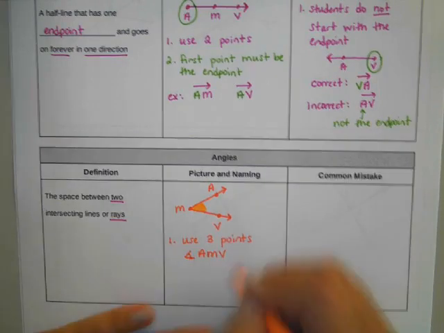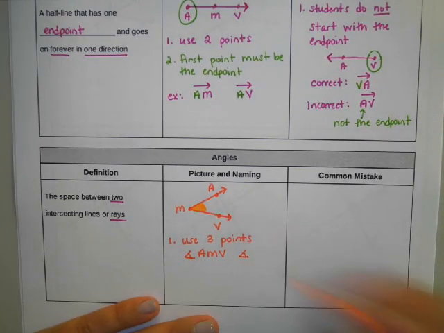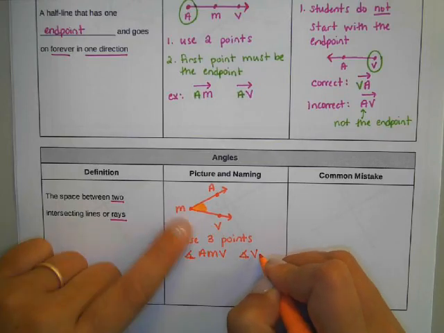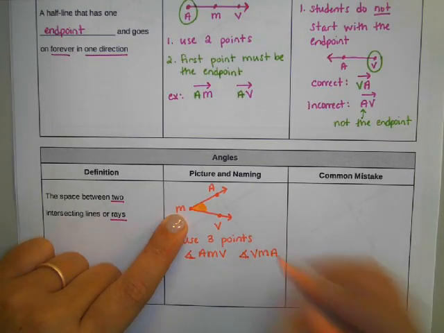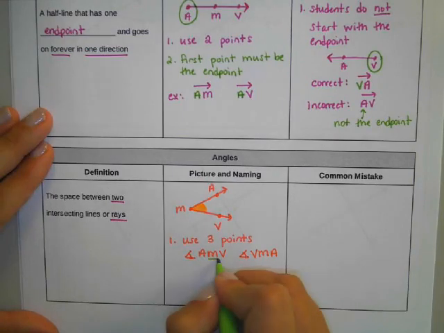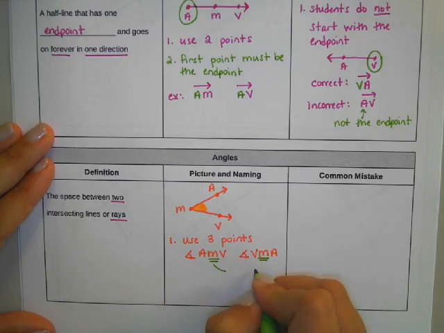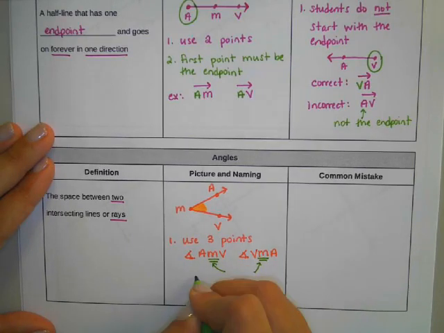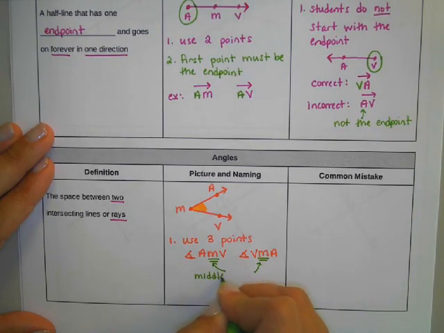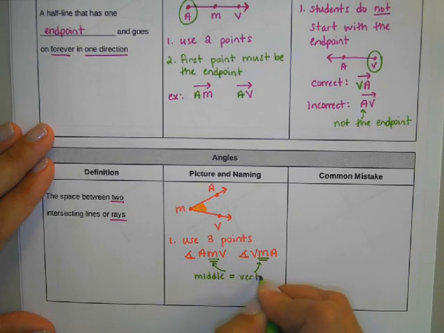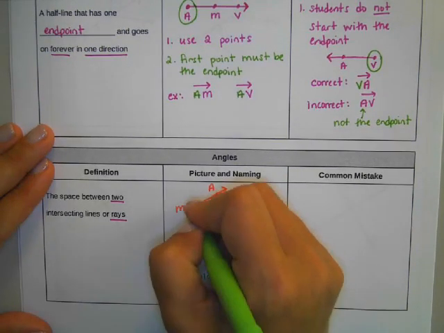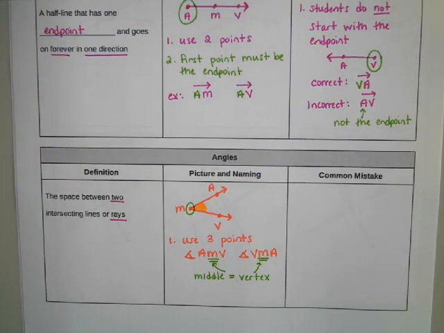Now you could also have started on the other side. So you could say that this could also be angle, start with V, and then M, and then A. The one thing you should notice here is that M is in the middle of both of those names because the second letter or the middle letter should always be the vertex, which is another word for the corner of the angle. So the middle letter should always be the vertex. And then you should start on one side and kind of walk around and get to the other side.